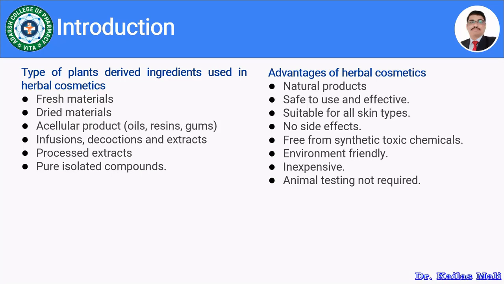Oils, say for example, almond oil. Gums, say for example, acacia, xanthan gum, guar gum. Then the infusions, decoctions, or extracts made from the herbs, or the processed extracts, or the pure isolated compound. Pure isolated compound is also known as the phytoconstituents, which are being separated from the herb. So these are the herbal materials which we are going to use to prepare the herbal cosmetics. Let us move towards the advantages of herbal cosmetics.